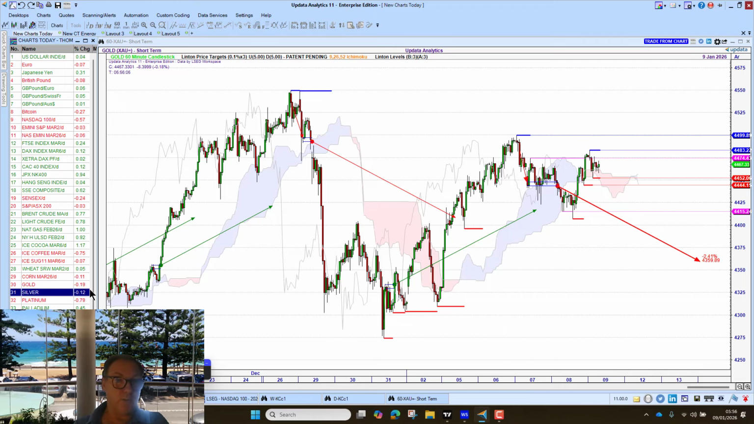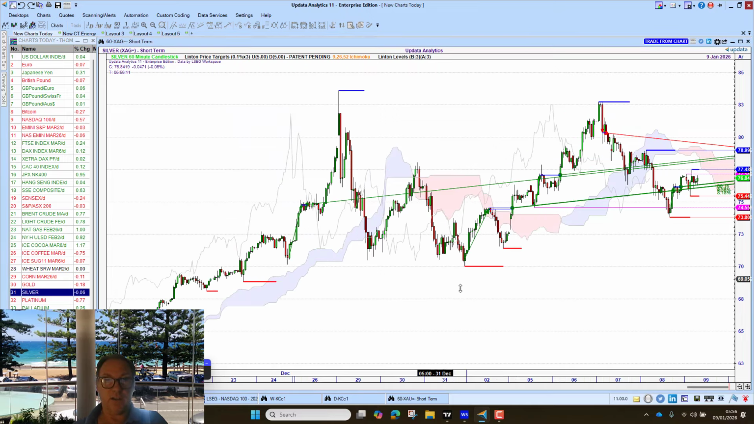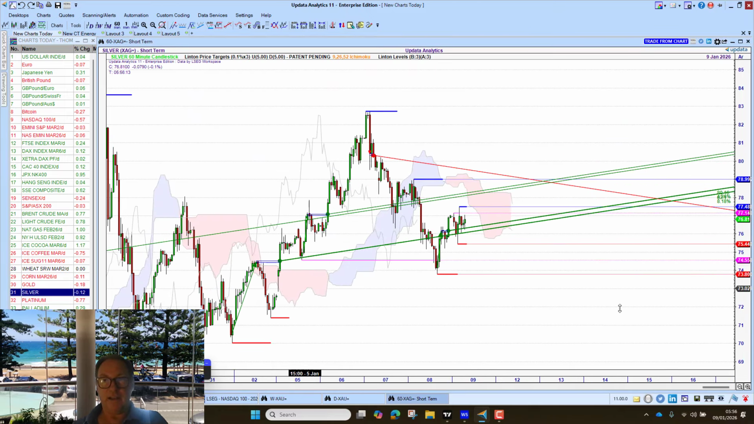Silver had an even more dramatic week, and if we look at the 60-minute chart here, we can see that downside target was met very, very quickly. So these targets are quite key there.